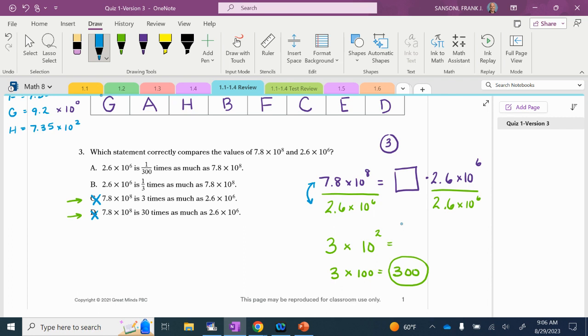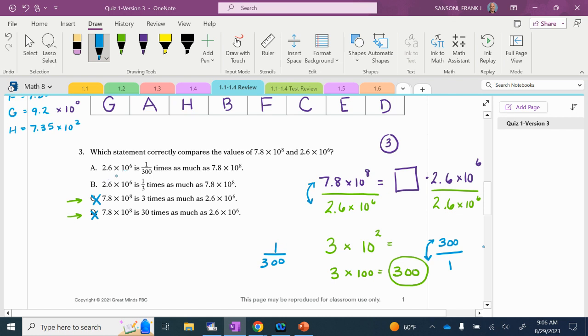So this is a nice little shortcut. If the 7.8 on top and the 2.6 on bottom was 300 over what number could I put on the bottom? One. Then if I want to start with the 2.6, I have to flip this. So if I flip 300 over 1, what's 300 over 1 flipped? 1 over 300. So by me putting the small number on top, all I'm going to do is flip my answer.